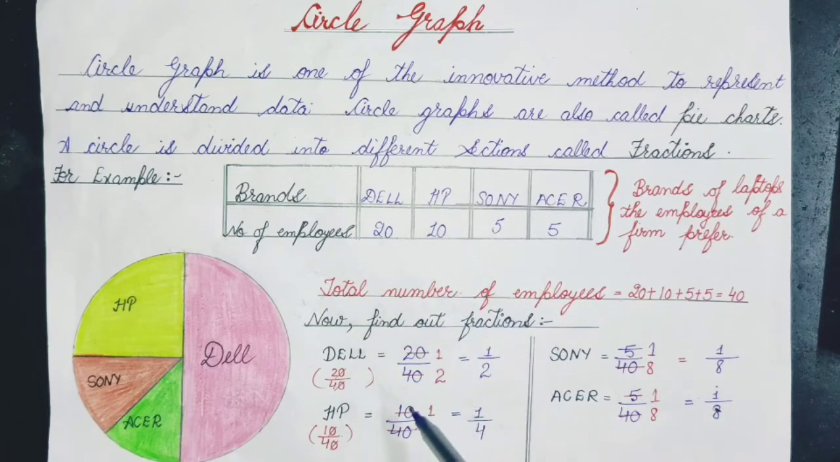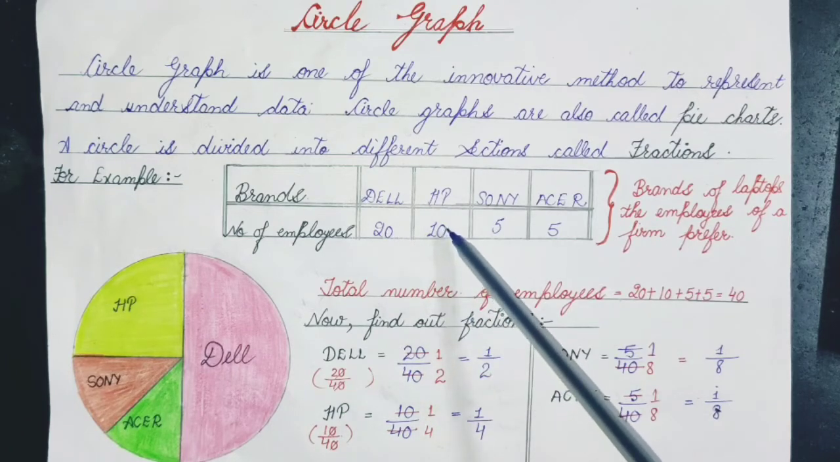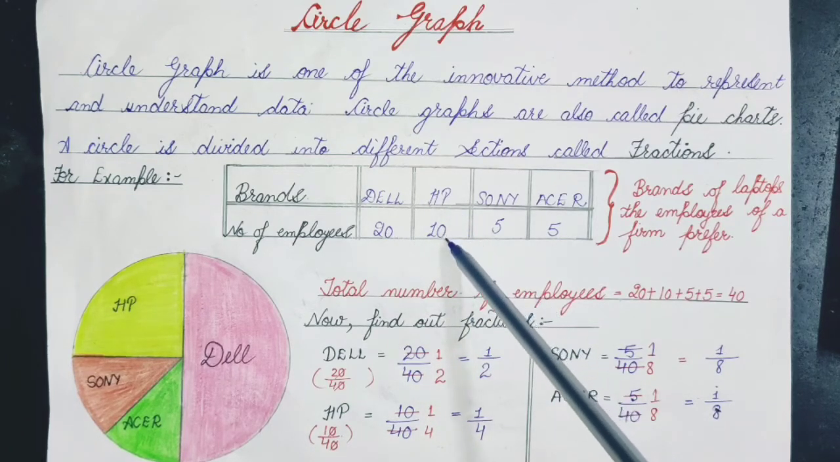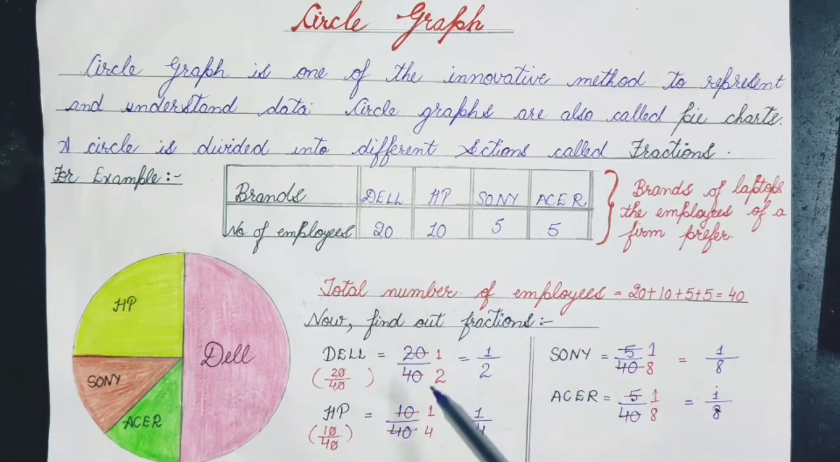In the numerator we put the number of parts we have. The HP brand is preferred by 10 employees, so in the numerator I have written 10, and the total number of employees is 40, so I have written 40 in the denominator. You can cancel 0 with 0, or decide one table in which 10 and 40 both come. There is a table of 10. 10 ones are 10 and 10 fours are 40. So the answer is 1 by 4.